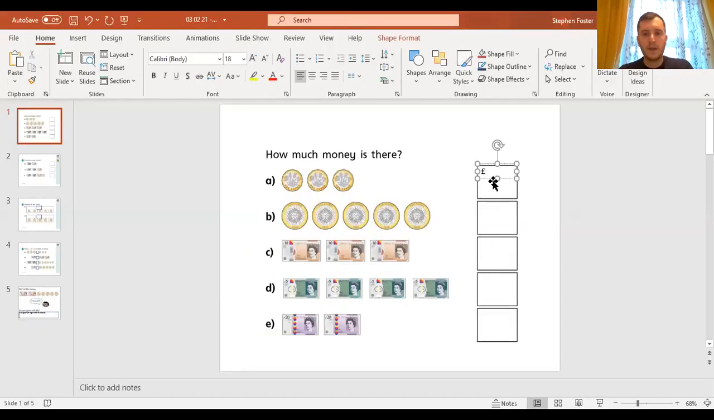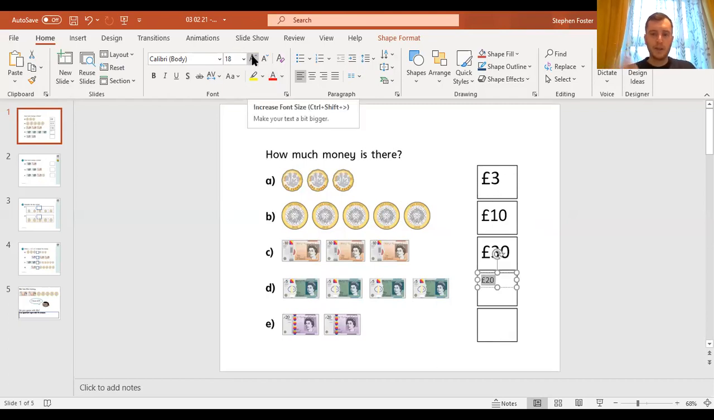But the first one, 3 £1 coins are equal to £3. So I've jotted £3 in there. Next one, 5 £2 coins are equal to £10. If I count in twos, 2, 4, 6, 8, 10, I get to 10. Next one, there are 3 £10 notes, which is equal to £30. Next one, 4 £5 notes, which is equal to £20. 5, 10, 15, 20.